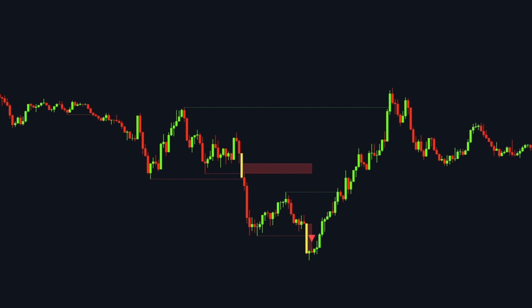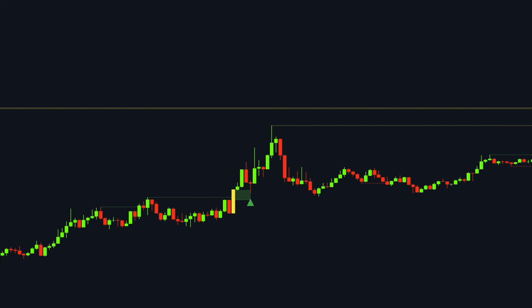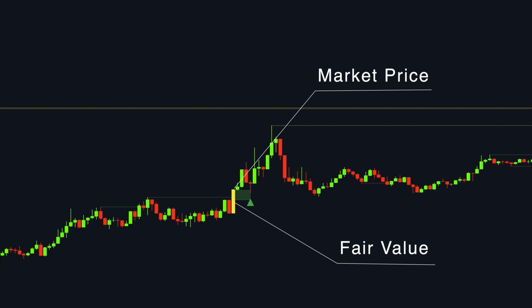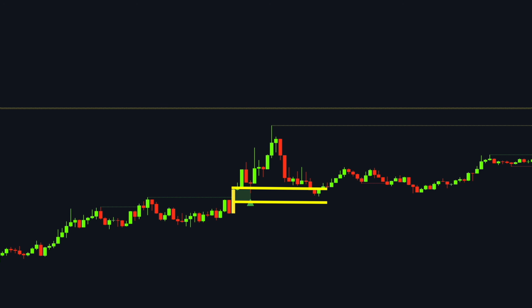The ICT, which stands for Inner Circle Trader, Fair Value Gap Trading Method, is a forex trading strategy that aims to exploit temporary imbalances in currency prices. In simple terms, it works by identifying gaps, or differences between the perceived fair value of a currency pair and its current market price. A gap occurs when the market price of a currency pair is significantly different from its fair value. This can happen due to various factors, such as news events, economic data releases, or changes in market sentiment. The idea is that these gaps represent temporary imbalances that are likely to be corrected over time.